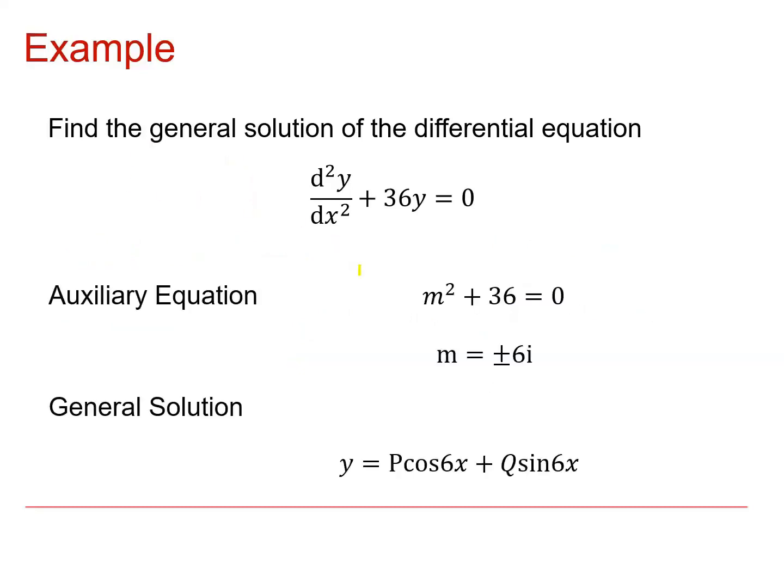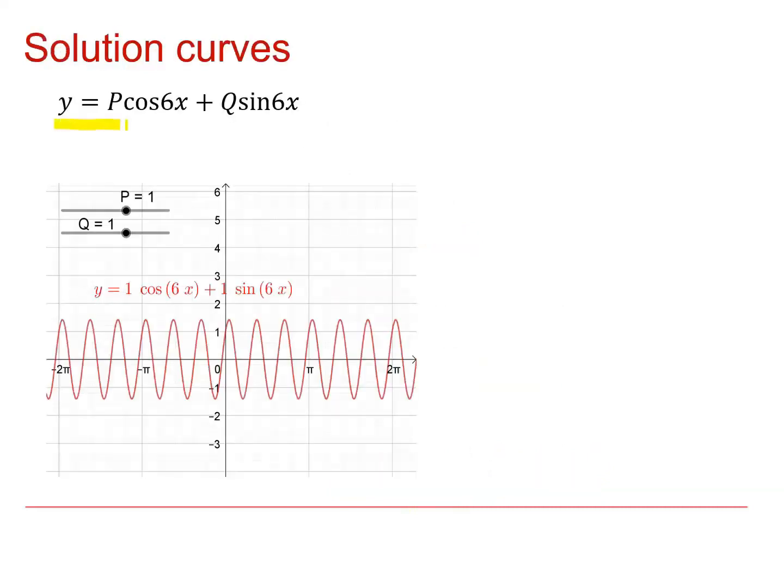Again, that's just written up tidily. There's your original equation. Here's the roots of the auxiliary equation. And finally, just this result here. And you can move straight from the roots of the auxiliary equation to quoting this as your general solution. Okay, let's have a look at a plot for this general solution. Here it is with P and Q equal to 1.